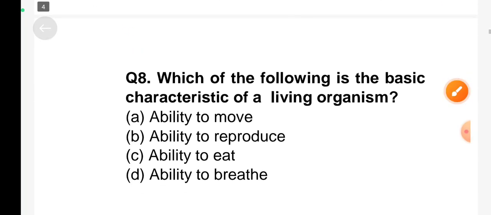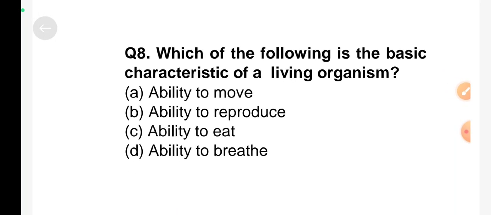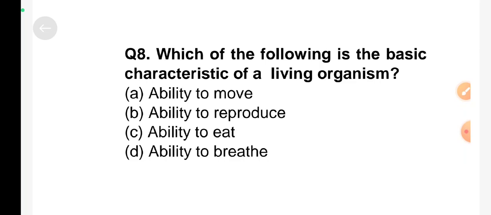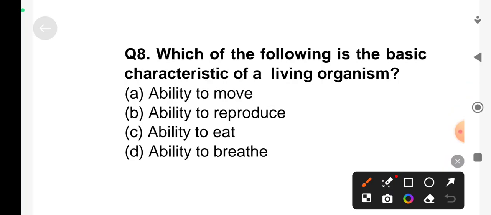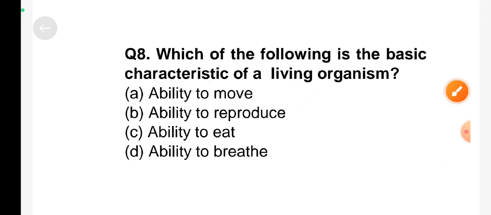Next question. Which of the following is the basic characteristic of a living organism? Option A, ability to move. Option B, ability to reproduce. Option C, ability to eat. Option D, ability to breathe. Right option is option B, ability to reproduce.